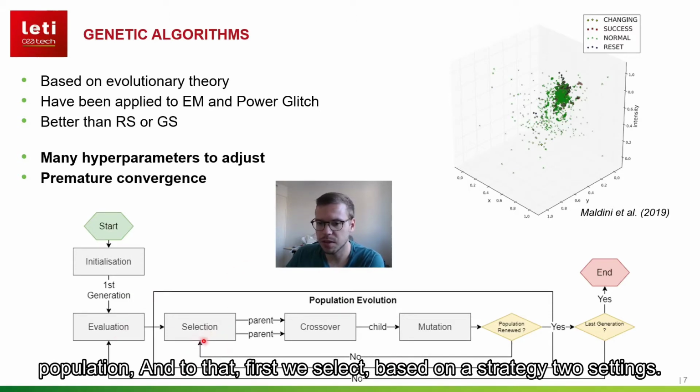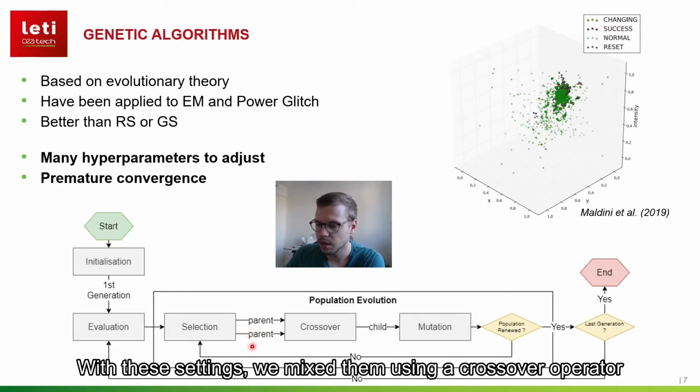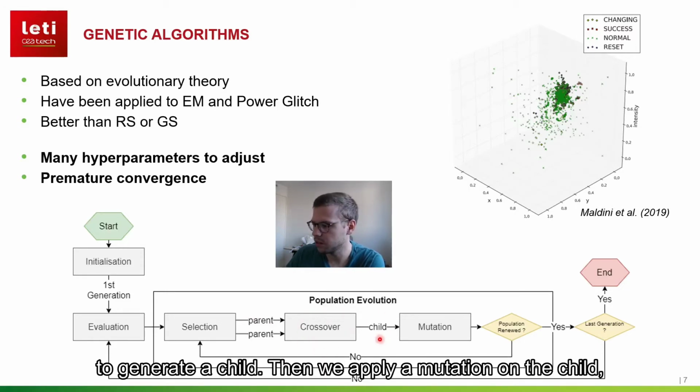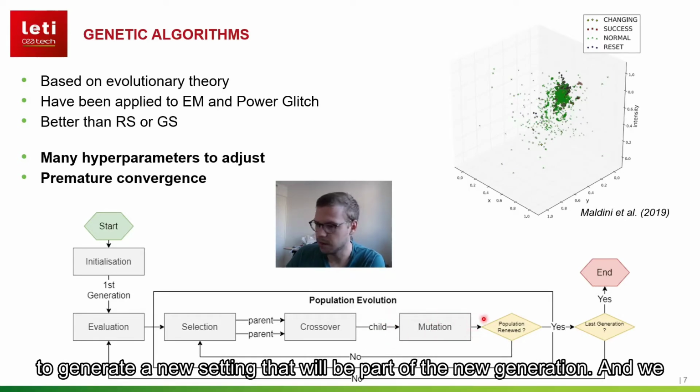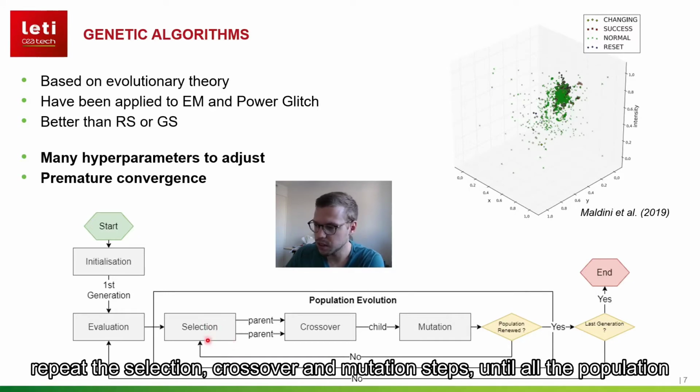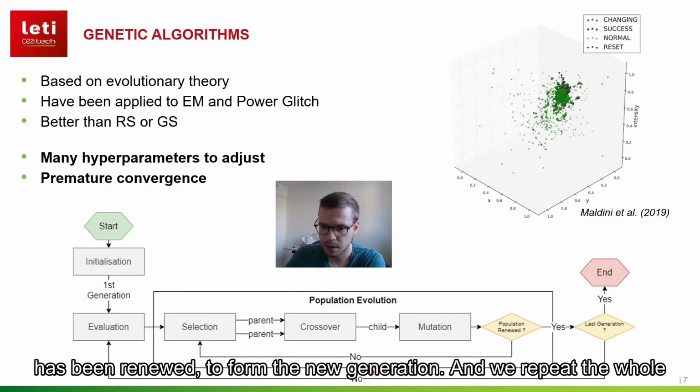To do that, first we select based on a strategy two different settings. With these settings, we mix them using a crossover operator to generate a child. And then we apply a mutation on the child to generate a new setting that will be part of the new generation. And we repeat the selection, the crossover and the mutation steps until all the population has been renewed to form the new generation.